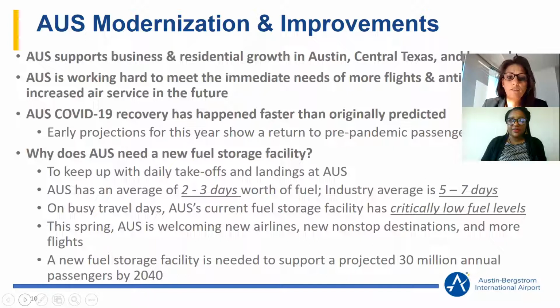Today, Austin has an average of 2 to 3 days worth of fuel. Industry averages about 5 to 7. But nonetheless, it's not just that, the justification, but there's also the process that we went through to get the project approved and the compliance that we have to get the permits for going through. You'll hear about that today too.